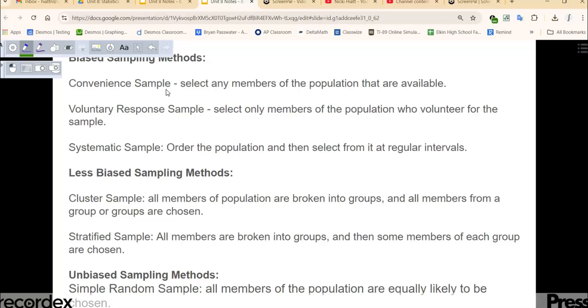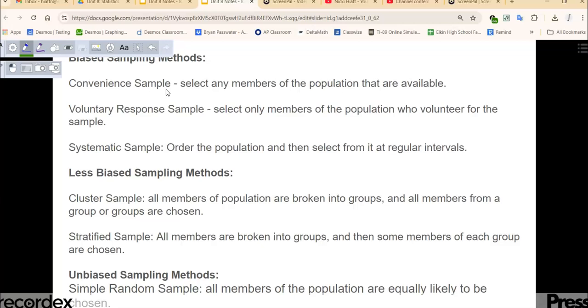Maybe all of your family are all doctors. You've got 7 doctors in your family. So whenever you interview this, you're going to overrepresent doctors and you maybe underrepresent another type of job for that. So convenience samples generally offer a pretty biased result.